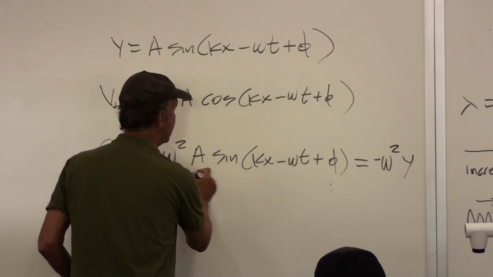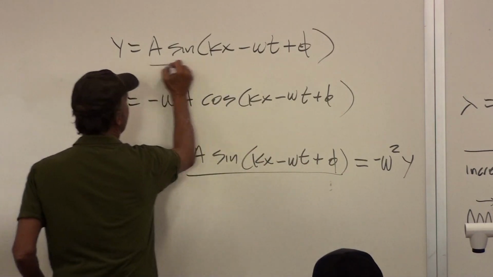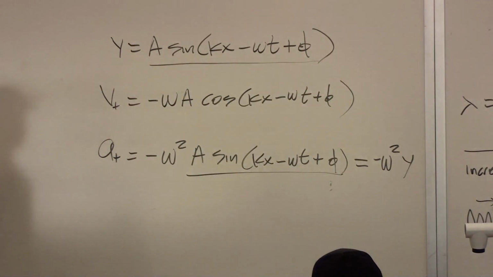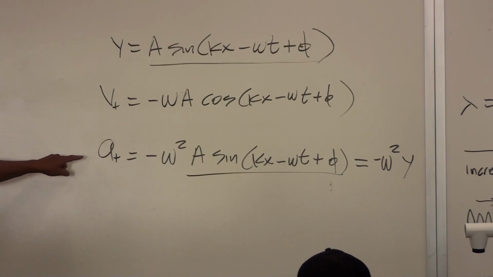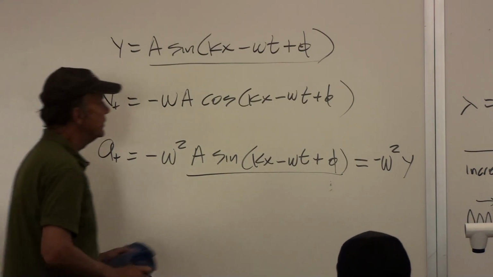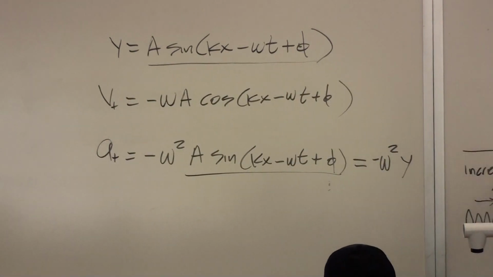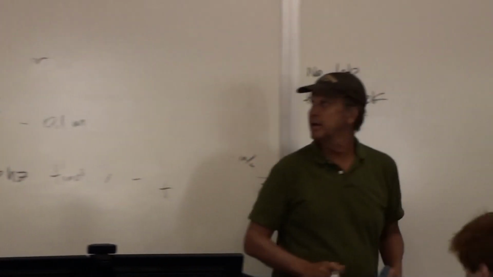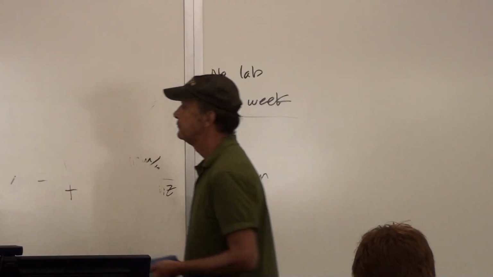By comparing this with that, we see that the acceleration can be written strictly in terms of the displacement. And this is really an expression of Hooke's law. This is really another way of writing Hooke's law, F equals kx. And so you're not always going to see it, though, in that form.